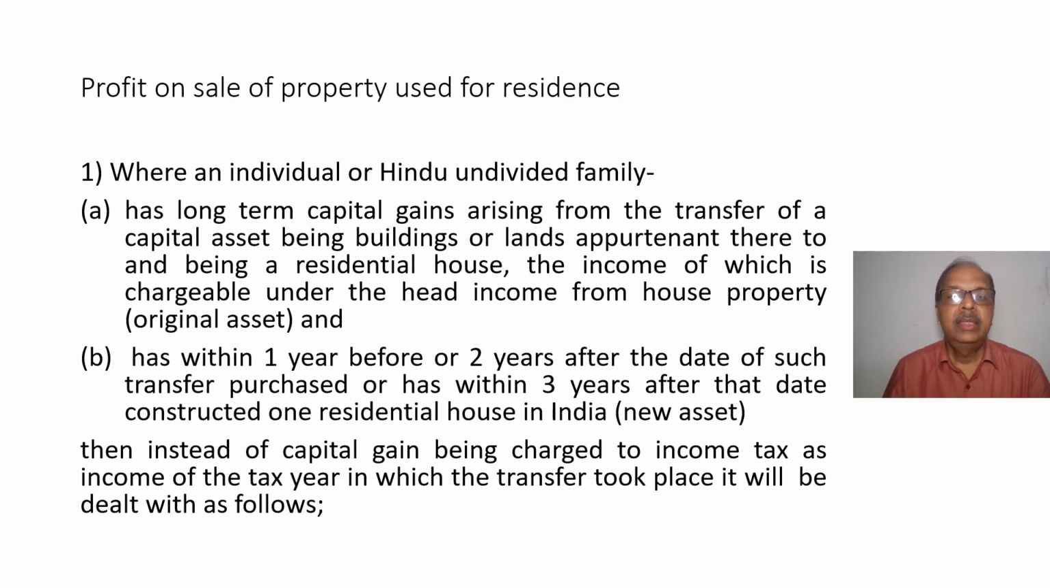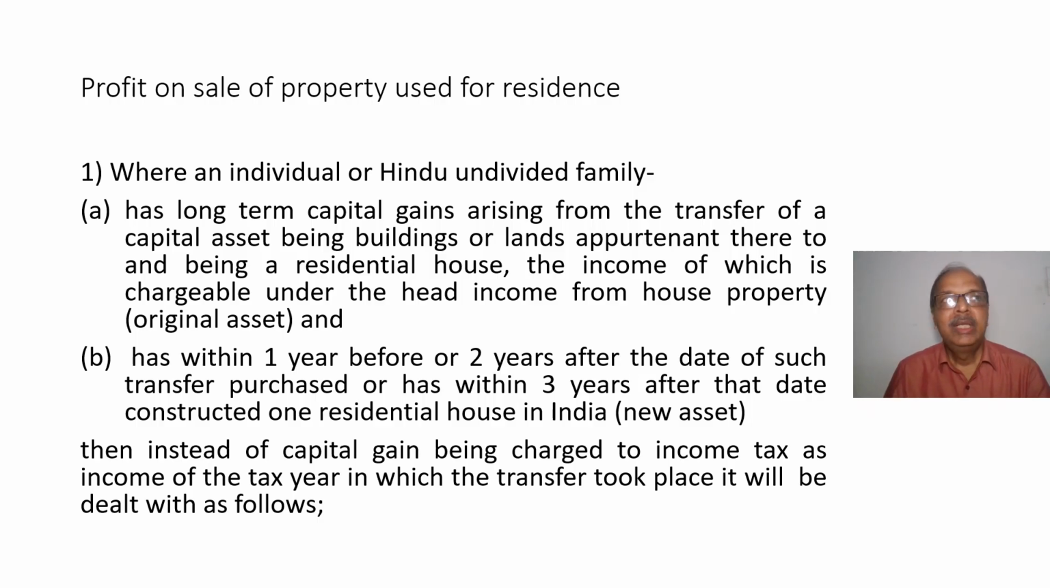Subsection 1: where an assessee, being an individual or Hindu undivided family, gets some capital gain from transfer of a capital asset, being buildings or lands appurtenant thereto, being a residential house, the income of which is chargeable to tax under the head income from house property, has within 1 year before or 2 years after the date of such transfer purchased one residential building, or has within 3 years constructed a new residential house in India, that means a new asset, then instead of the capital gain being charged to income tax, he will get exemption from tax for that capital gain.